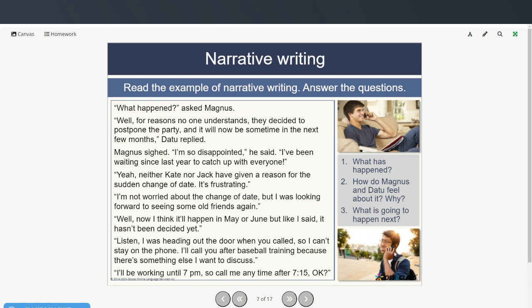So what has happened? Well, it seems like a party that these two boys were planning to go to has been postponed. And so how do Magnus and Datu feel about it? They're disappointed. And what's going to happen next? Well, hopefully we'll find out what they want to discuss when he calls back after 7:15.